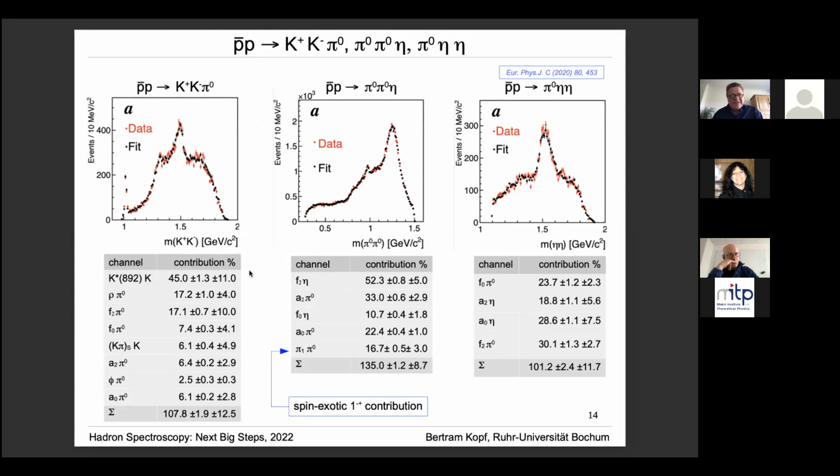This is a fit result. These are only examples of mass projections here. So again, we have fitted the complete phase space simultaneously. But here one can see, just as a demonstration, that the fit can describe the data very well. I don't want to go into more detail here, but an important point is that we have observed in this π η channel very significantly the π1 wave, this spin exotic 1-+ contribution, with more than 60% contribution.